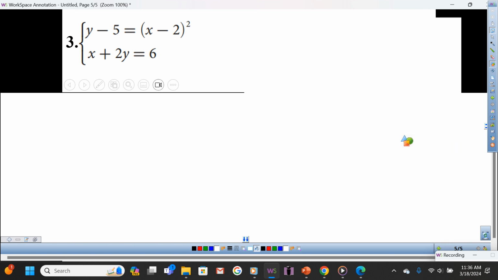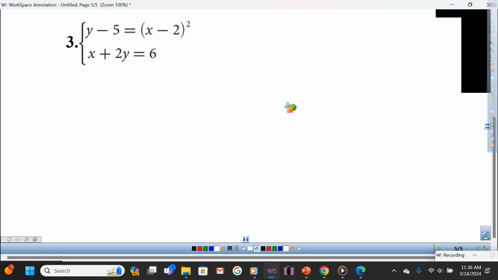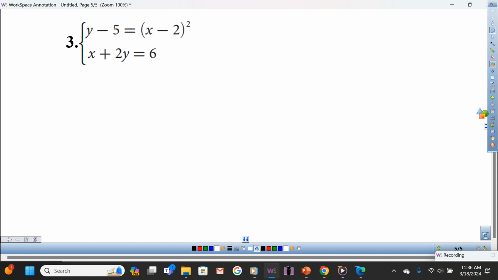It's y minus 5 equals x minus 2 squared. And the bottom one is x plus 2y equals 6. So, what did we say the first step was? That we need to solve either for x or y. So look at it, pick an equation, and which one shall we solve for? Tell your neighbor.